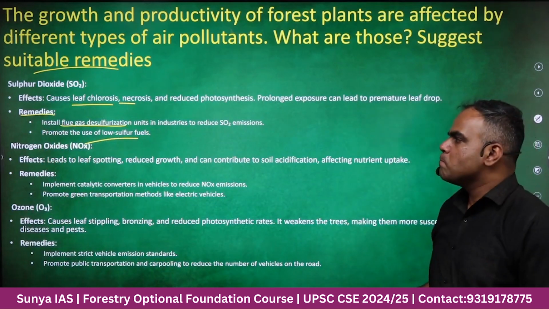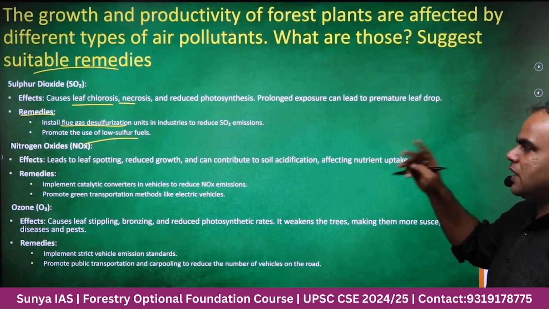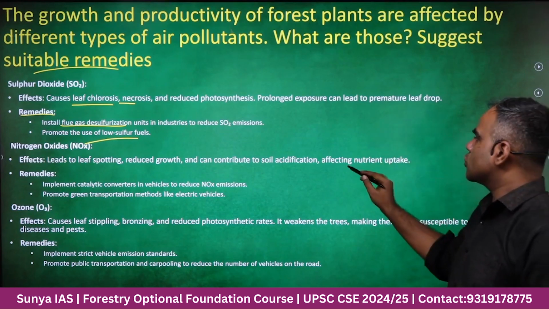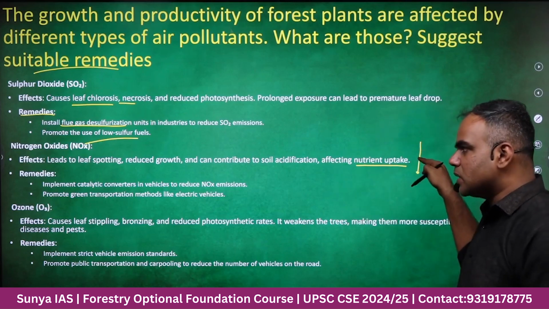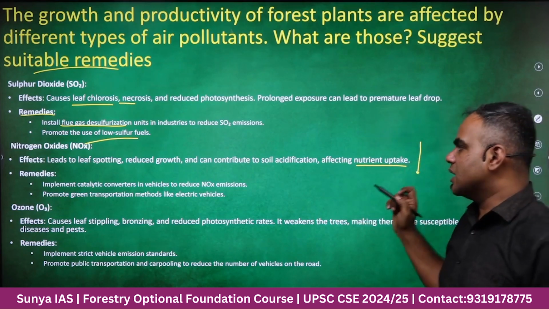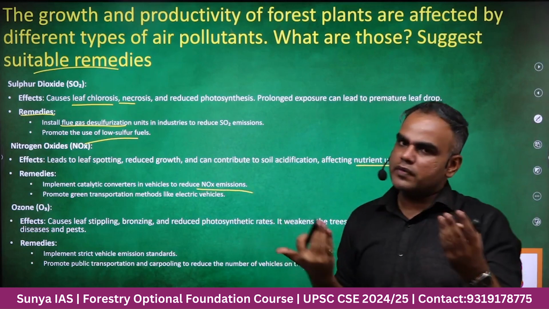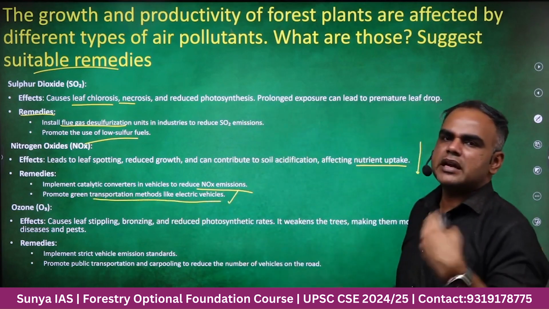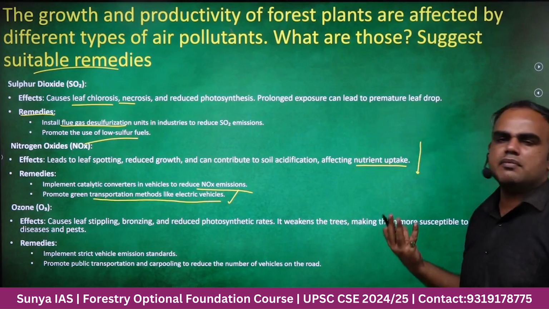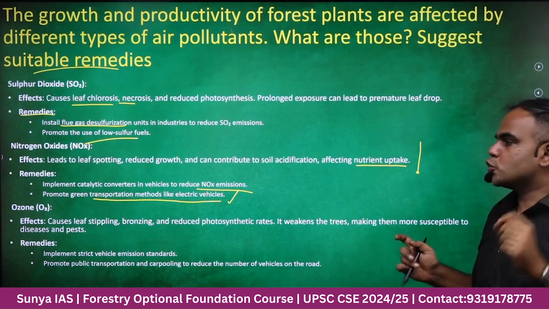Now NOx. So here also leaf spotting, reduced growth, soil acidification, nutrient uptake is less. Notice the keywords here. What you can do? Catalytic converters, NOx, this also you've read in prelims. Green transportation methods, electric vehicles, green fuels, green hydrogen fuel, etc. Ozone, this is also important.